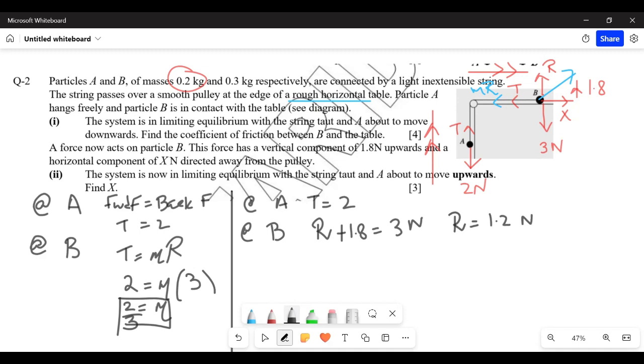Now the right force is X, equated to the left forces. There are two: one is tension and the other one is mu R. We have all the values. Tension is 2 Newton as found at the start. Mu was found in the previous part, 2/3, and R was found to be 1.2. So this gives us the value of X, 2.8 Newtons.